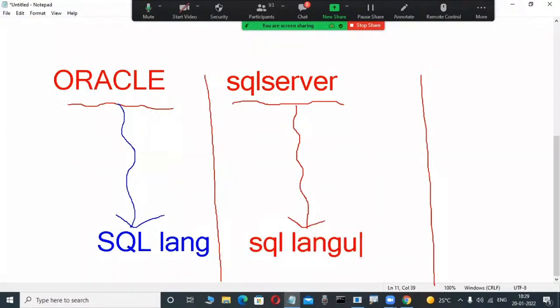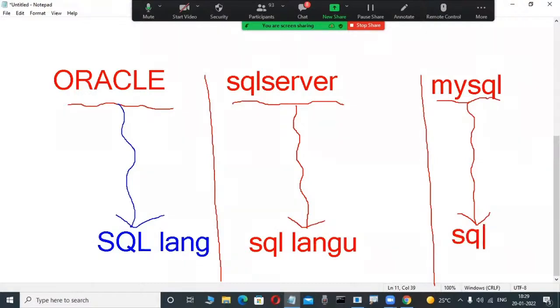Again, many people in my company are using MySQL. MySQL is a relational database product. If they want to operate this MySQL database product, which is also a relational database product, and open source, they also use SQL as a language. So SQL is a universal language.